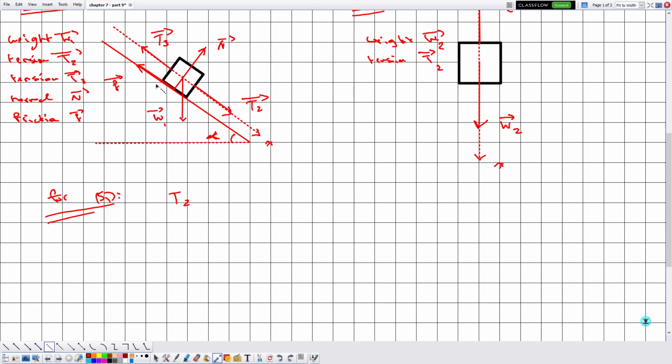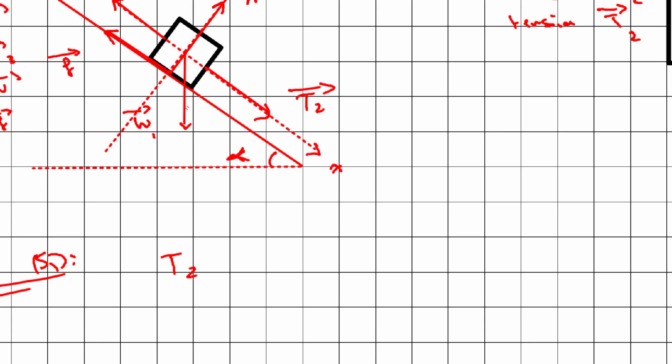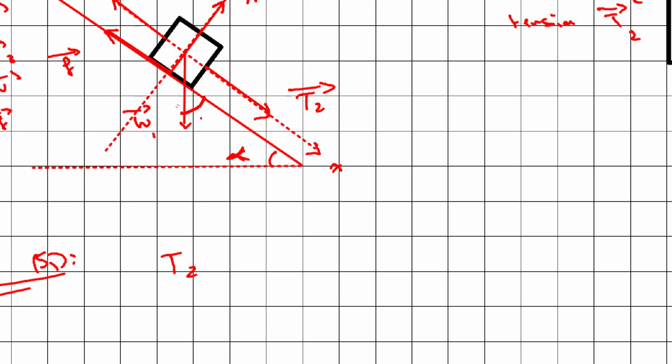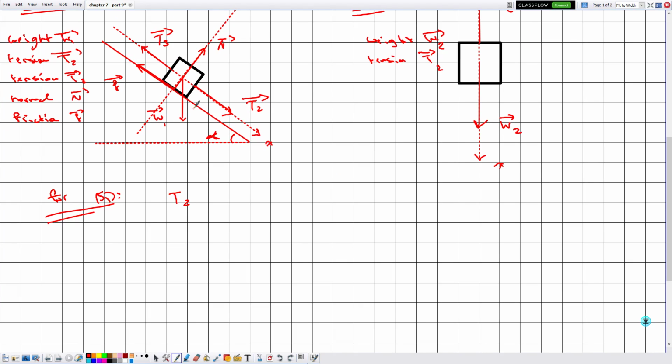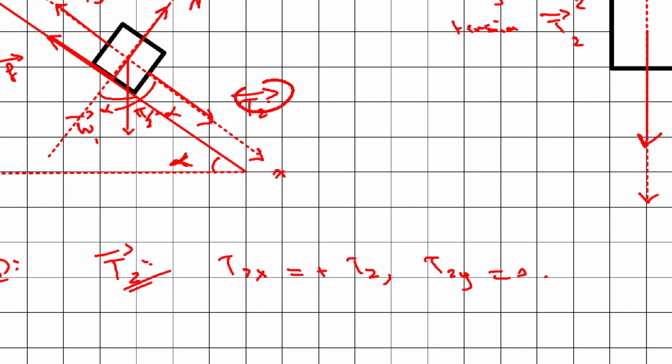So the positive y direction is like this. Right? So if this angle is alpha, then this angle is pi by 2 minus alpha, which is also this angle because this line is parallel to this line. And this angle is alpha. So now T2x is plus T2 and T2y is 0. T2 is pointing in the positive direction of the x-axis.